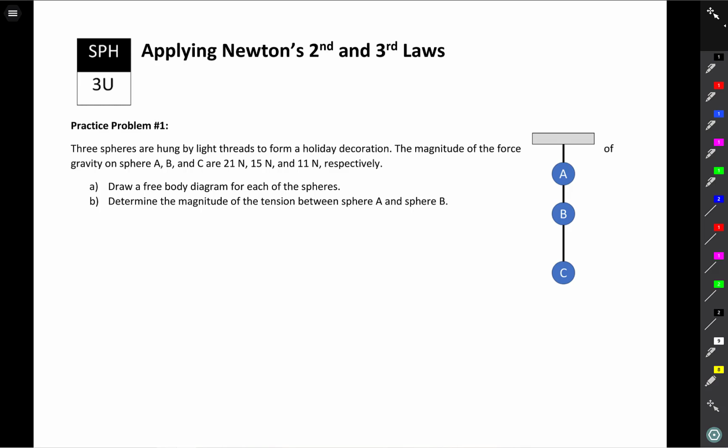All right, Royals, in this lesson, we're going to look at Newton's second and third laws. More importantly, we're going to do some problems that require us to use these two laws.